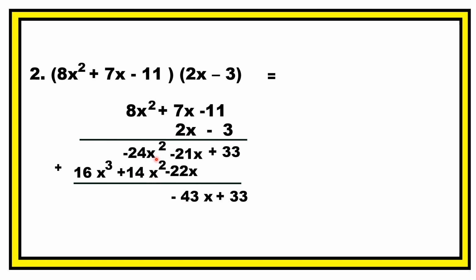Next, negative 24x squared plus positive 14x squared, the answer is negative 10x squared. So, add the numerical coefficient. So, unlike sign siya, so subtract natin, then copy the sign of the higher number. Kaya negative 10. Then, copy lang natin yung literal coefficient. So, x squared. Then, bring down 16x cubed. So, the final answer is 16x cubed minus 10x squared minus 43x plus 33.